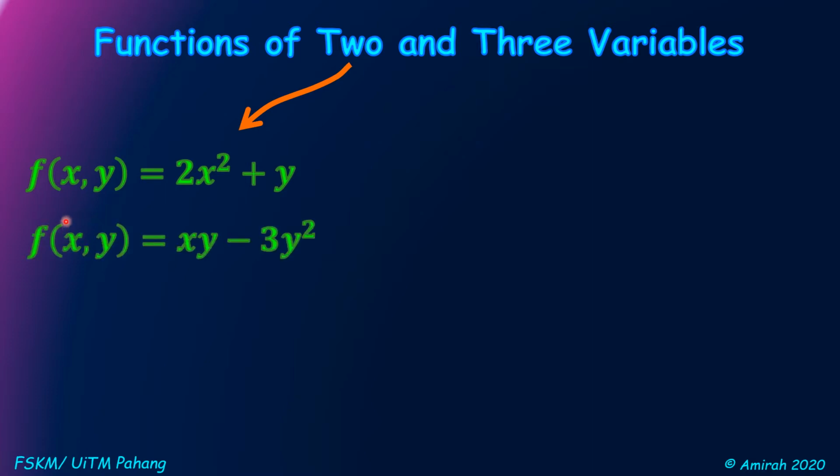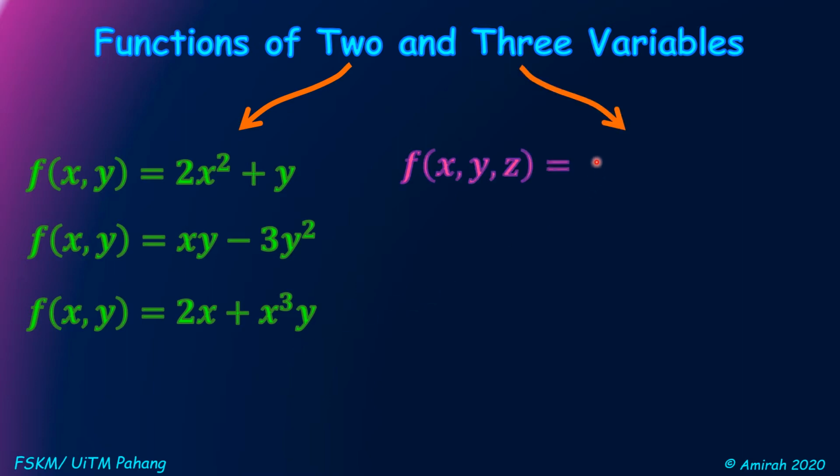Okay, let's say we have function f in variables x and y equals 2x squared plus y. Then we have function f in terms of variables x and y equals xy minus 3y squared. And let's say we have function f in terms of variables x and y equals 2x plus x cubed y.